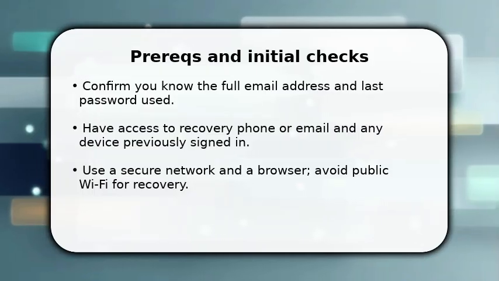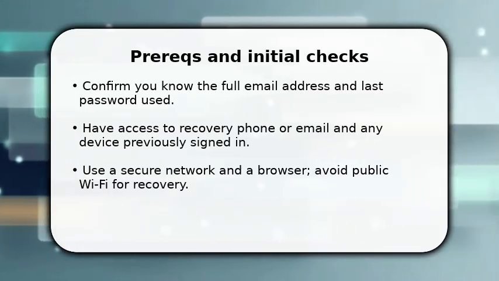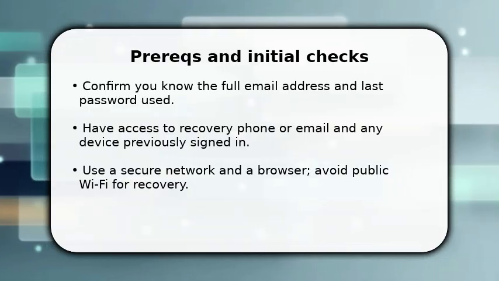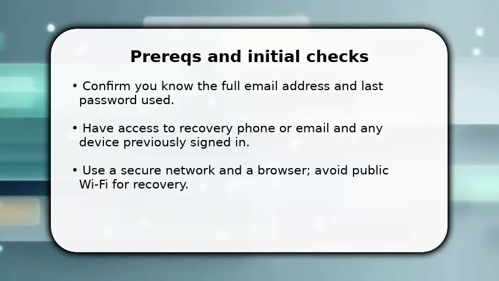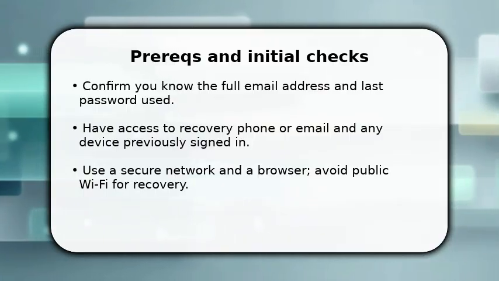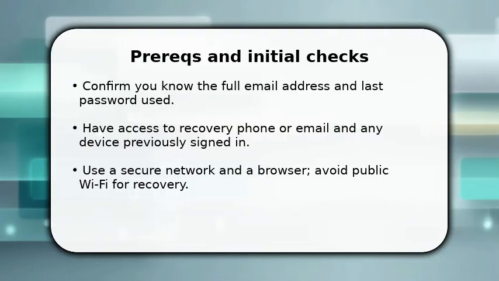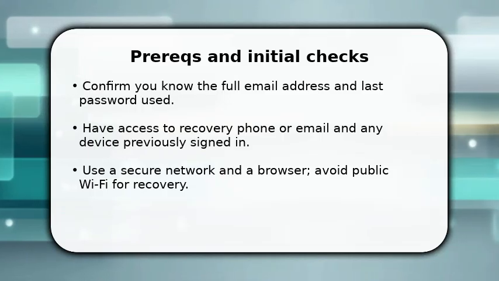You start by gathering the essentials, the exact Google address and the last password you remember. Once done, make sure you have the recovery phone or secondary email available and a device previously signed into that account. You should also open a modern browser and be on a secure network. If you don't have the phone, prepare alternative recovery details such as backup codes or the date you created the account. These increase your chance of seeing a removed account during recovery.